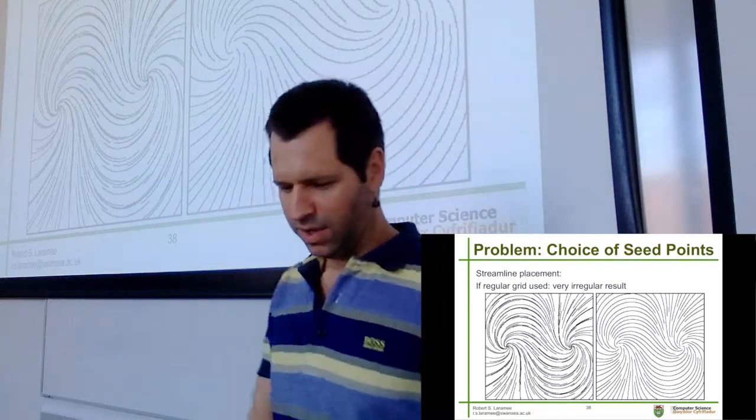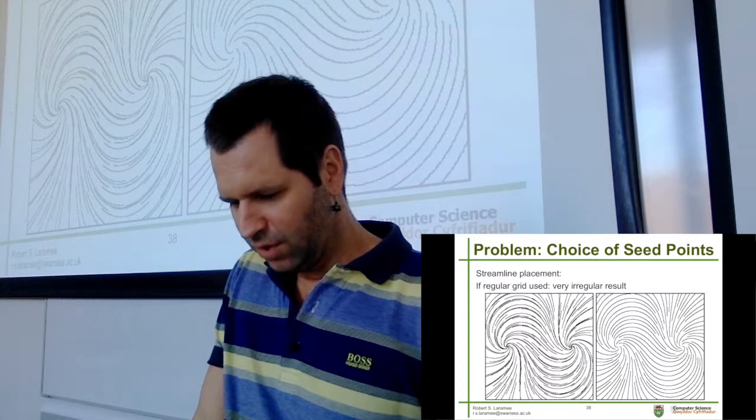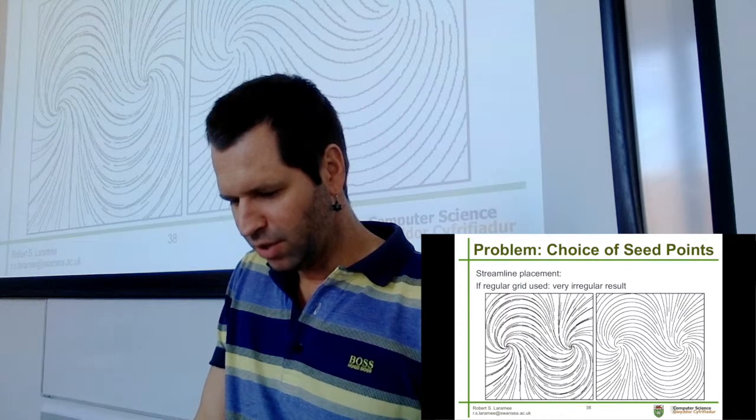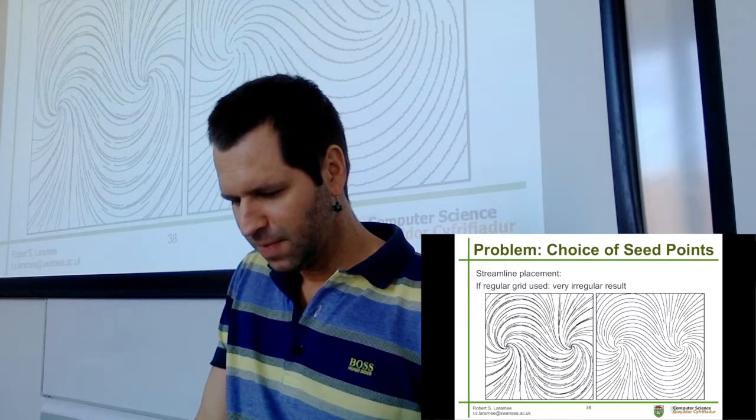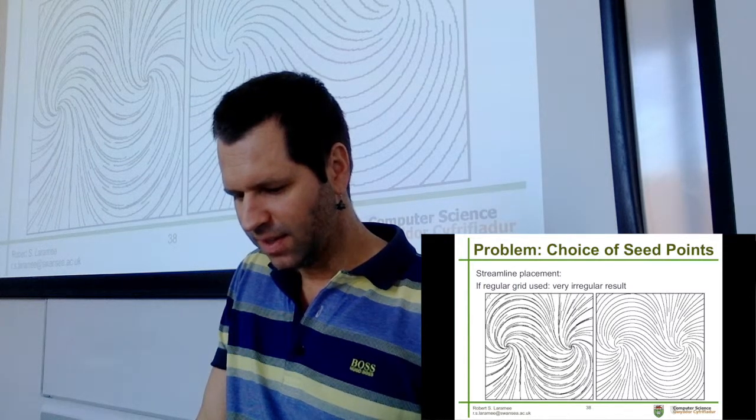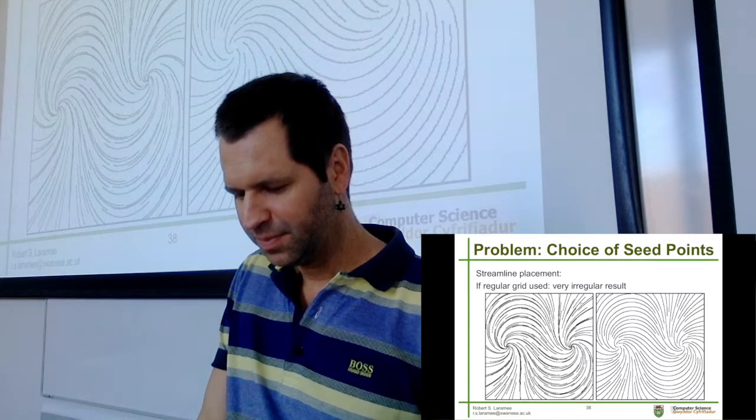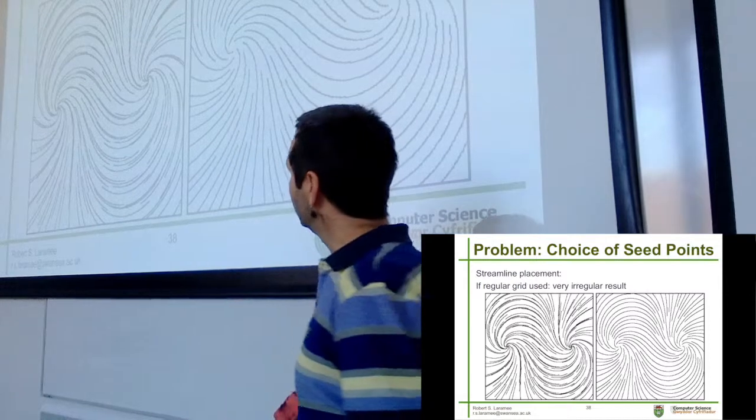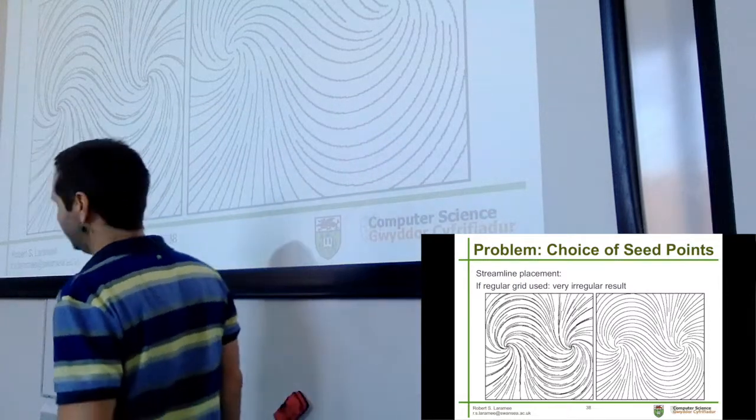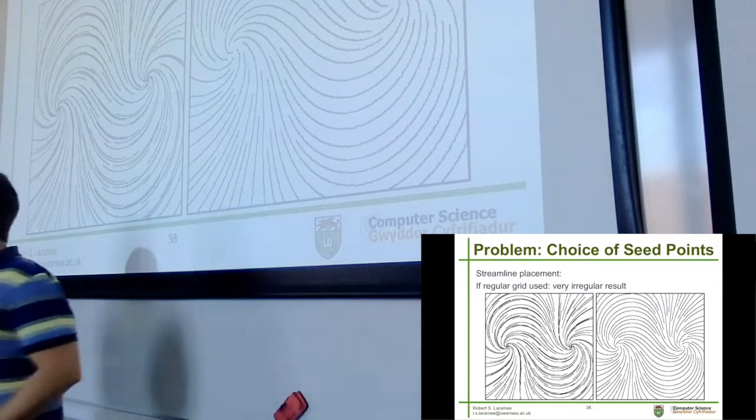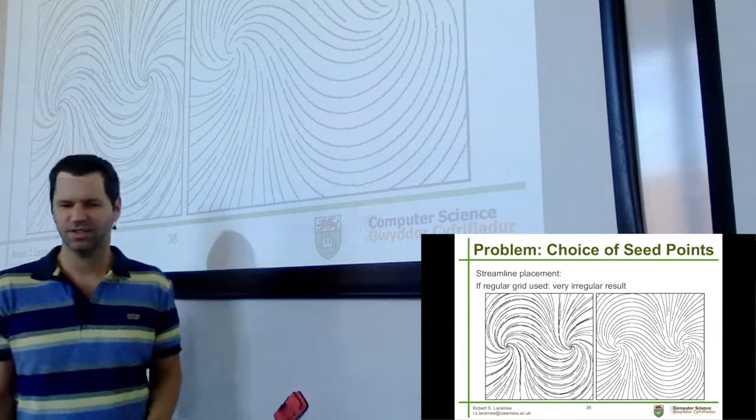So this is what it looks like if you divide the space up into a Cartesian grid and place a seed at the center of every grid cell. This is what it looks like. Firstly, it is ugly. It's just not nice to look at.